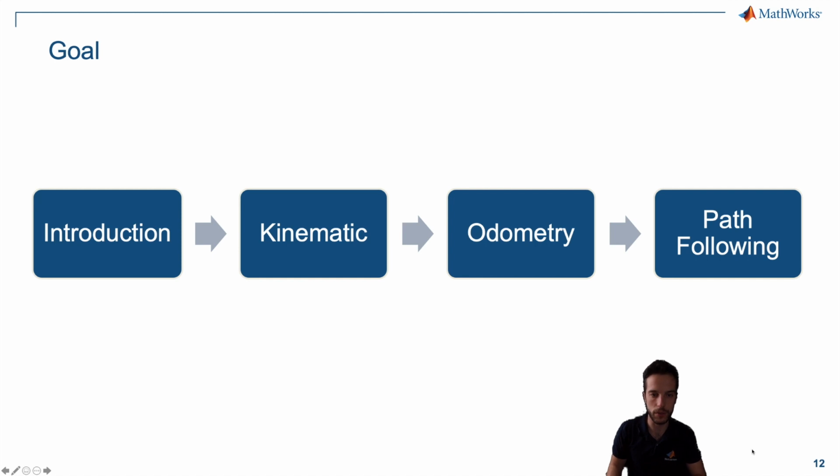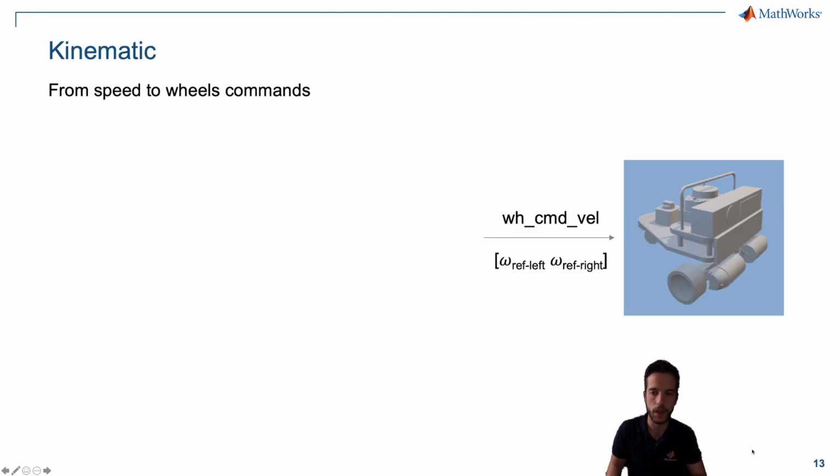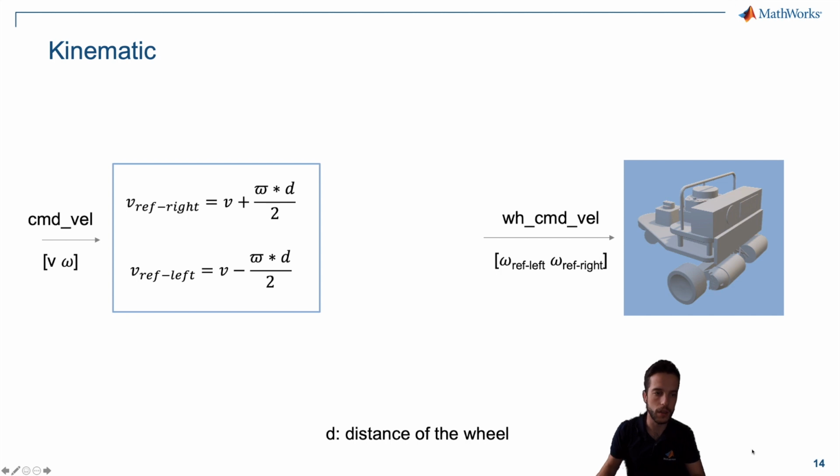Let's analyze the first module, the kinematic one. Our robot, as I said, takes as input the speed command of the left and the right wheel in the form of angular commands, so omega ref left and omega ref right. On the other hand, we want to create a module that transforms the linear and angular speed command into this information. The first step is to take the command speed in the linear and angular form and use this transformation that is simply a kinematic transform.